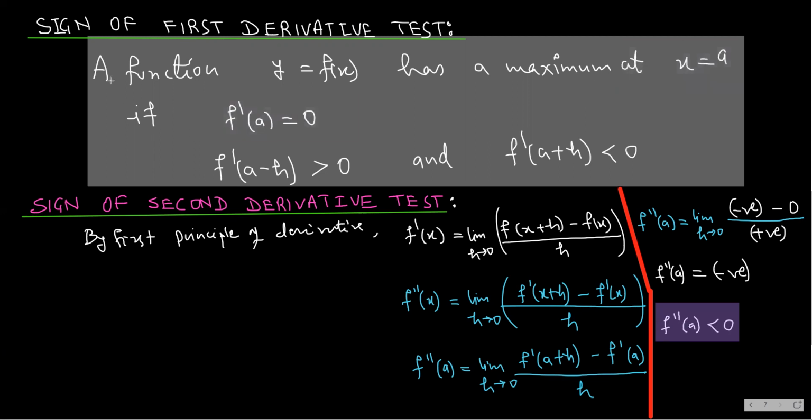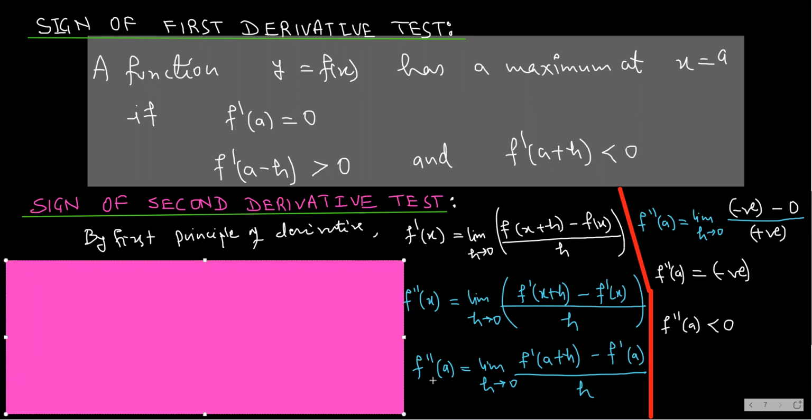See, for the first derivative test, what happened, you know? You needed three derivatives, one at a, one before a, one after a. But in the second derivative test, it is very simple. You need only two derivatives, like the first derivative at a and the second derivative at a. If the first derivative at a is 0 and the second derivative at a is negative, the function is maximum at that point. So I will now write the final statement, and that will be all for this lecture.